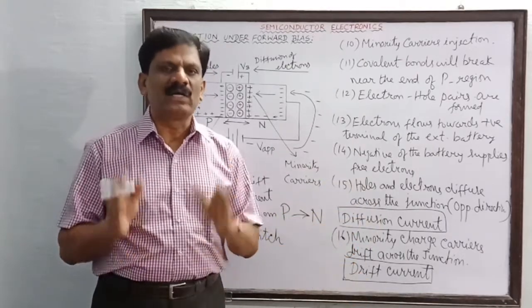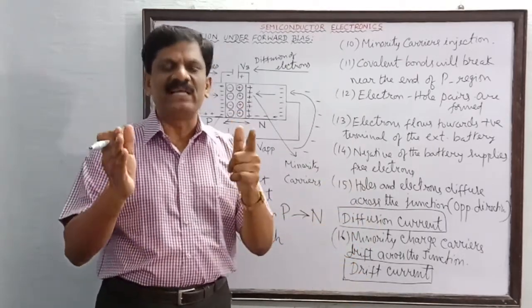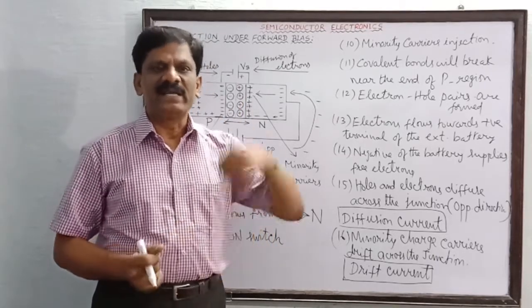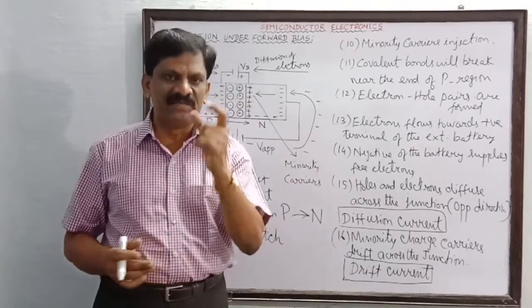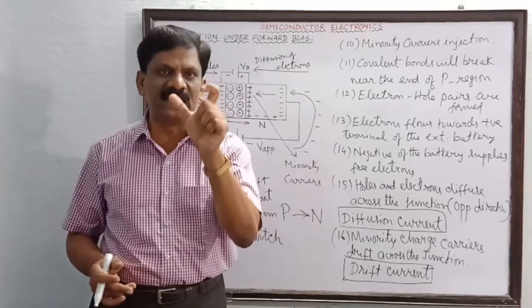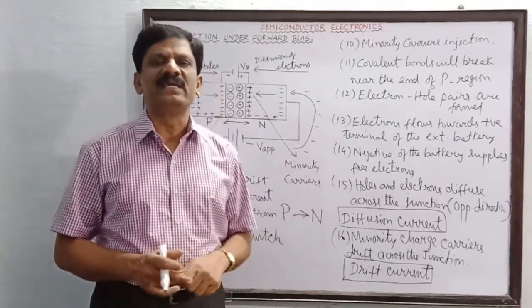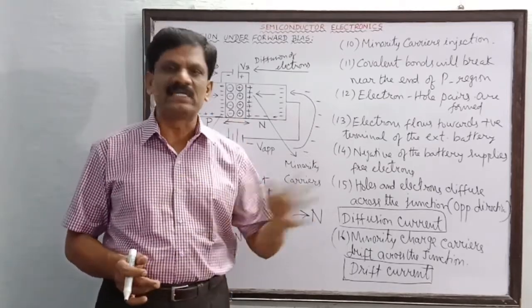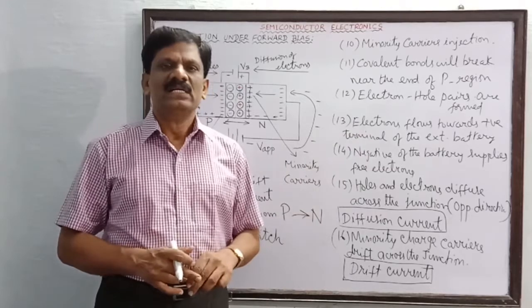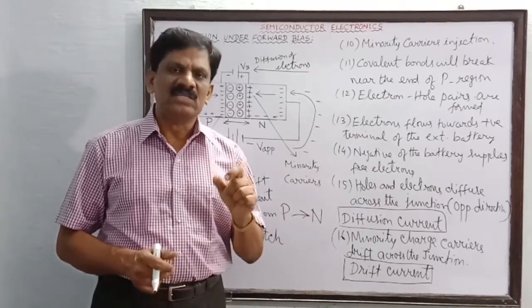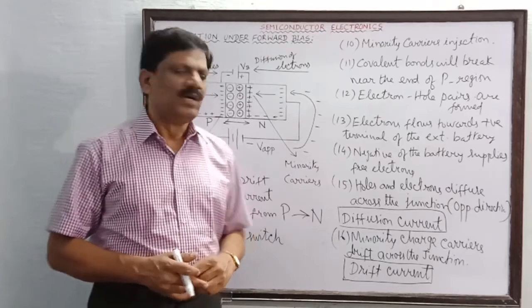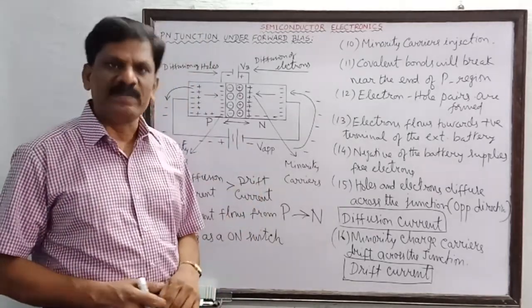But in general, what happens to the barrier width and the barrier height? Both will decrease. As a result, the resistance offered by the PN junction to the flow of current decreases, and hence it allows the current to flow through it. So it acts as an on switch or a short circuit to the current. Okay, students? Okay, fine. We will see in the next topic, reverse bias.